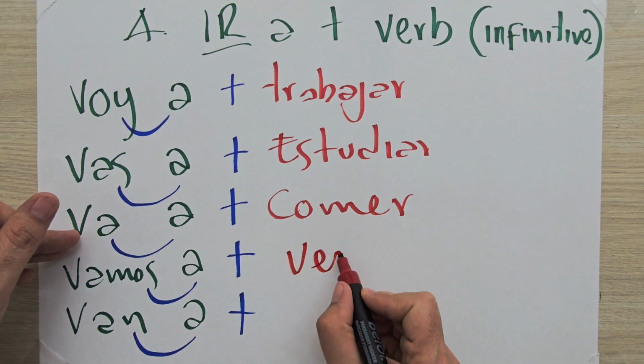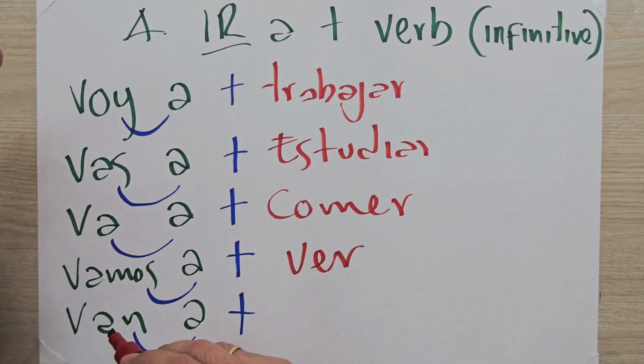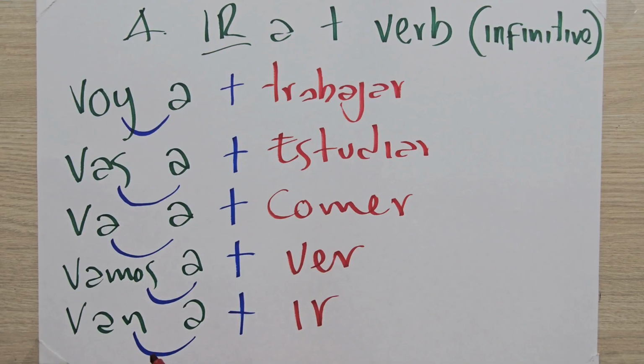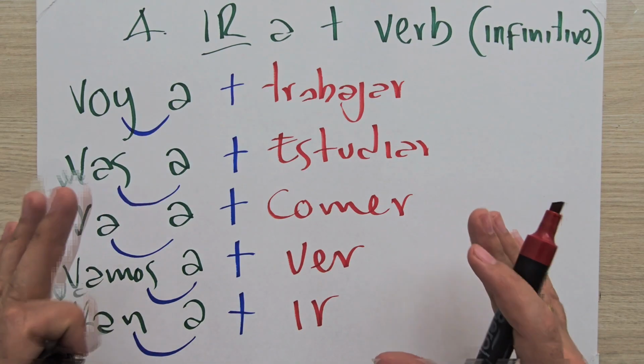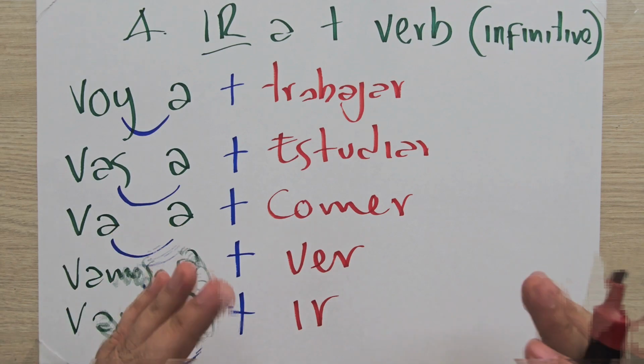Vamos a ver. We're gonna watch. We're watching. We will watch. And the last one, van a ir. They are going to go. They are going in the future. They will go. That's it. This is the construction that you need to use to express things for the future.